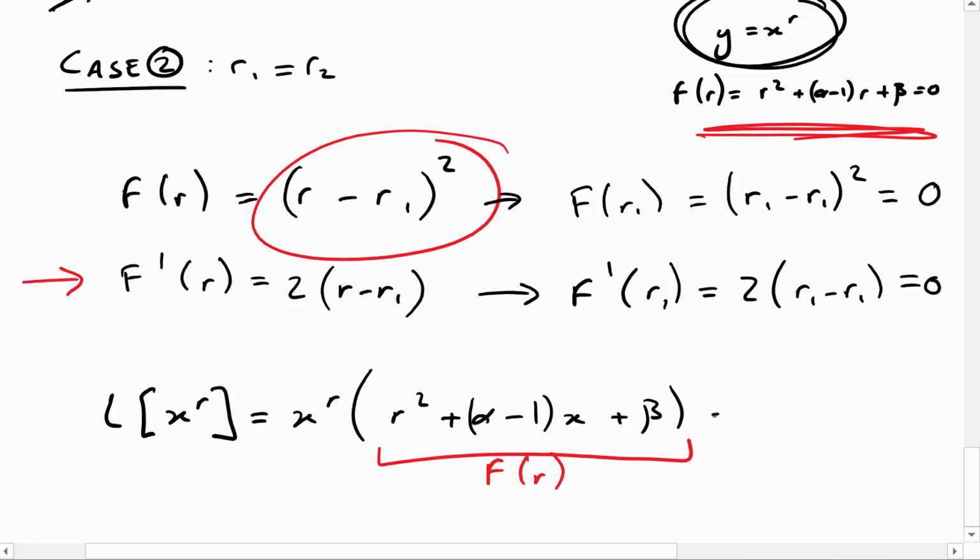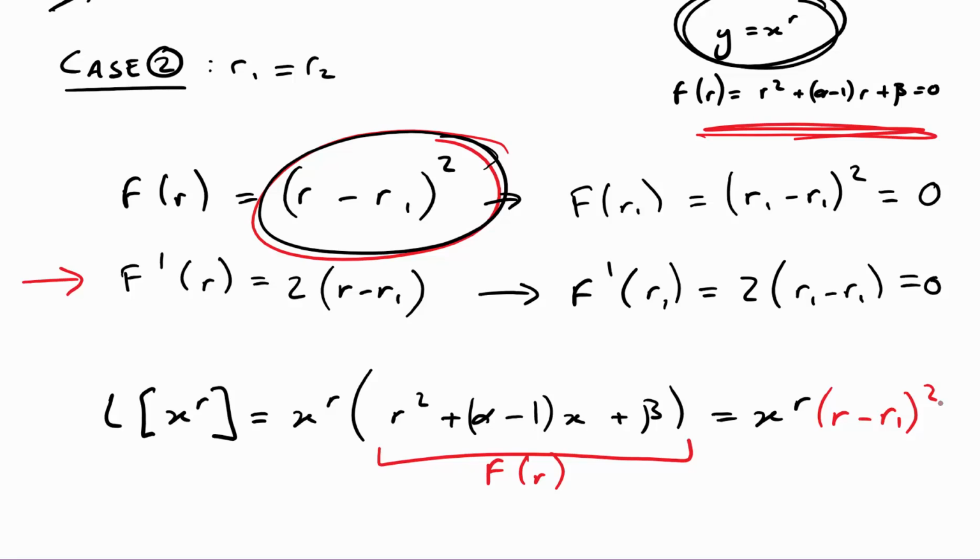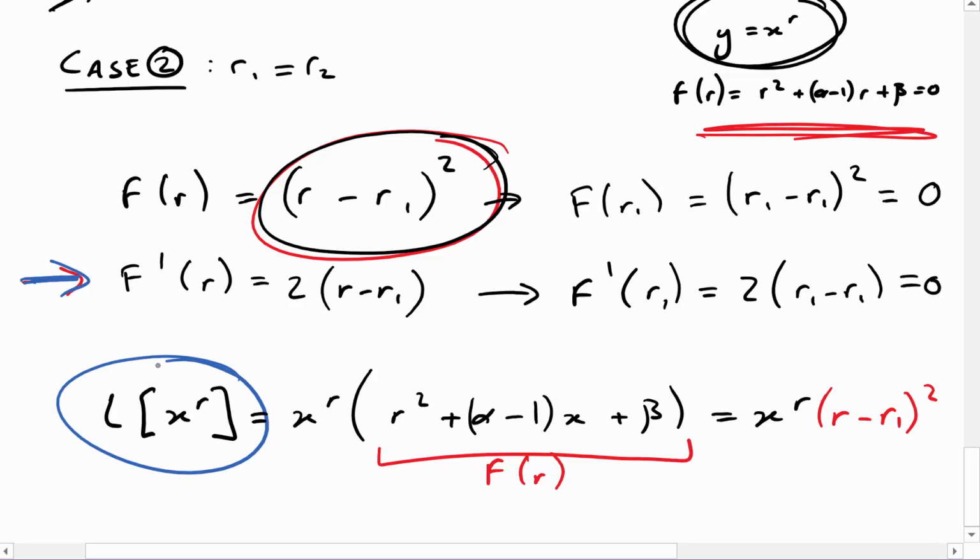So I can say it's going to be equal to x to the power of r, which stays the same, multiplied by, if I put it in red, r minus r1 all squared. The idea is that, because f of r is based on this, I've just seen that the derivative of f, when I evaluate at r1, is also equal to 0. So why don't I differentiate that with respect to r and then set r equal to r1?